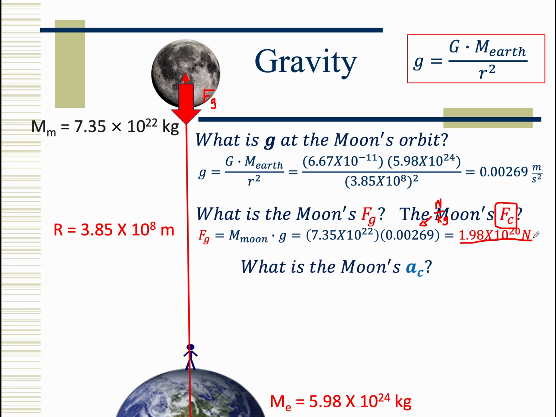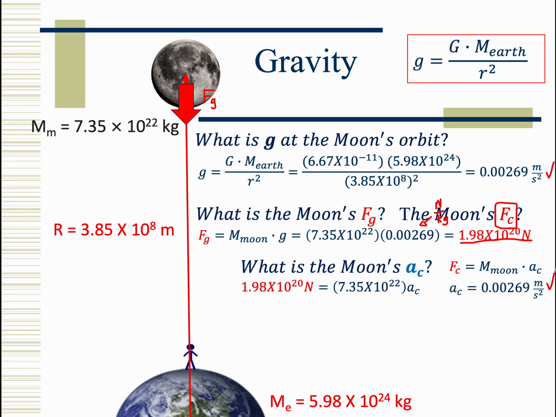No big deal. What's the moon's centripetal acceleration? Well, to solve that, we can use this. Centripetal force equals the mass of the object going in a circular path times the centripetal acceleration. And we'll discover that, hey, wait a second. These two match. Yeah, it turns out for things in orbit, the centripetal acceleration is always equal to whatever the acceleration of gravity is at that point.